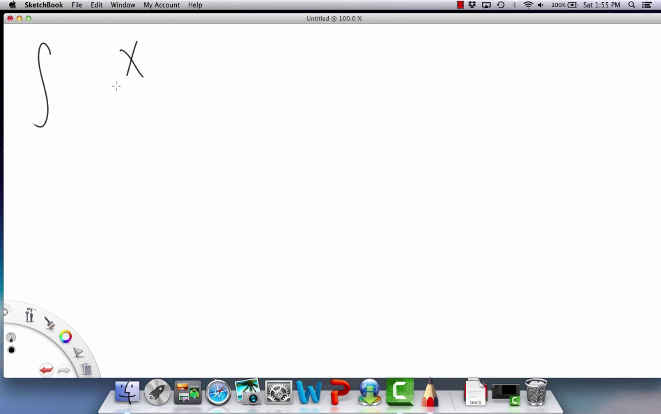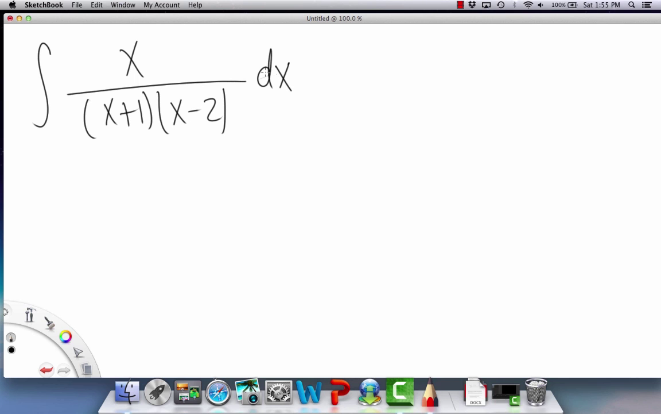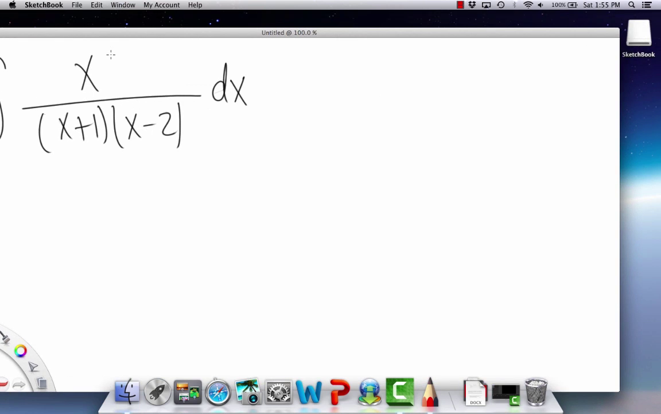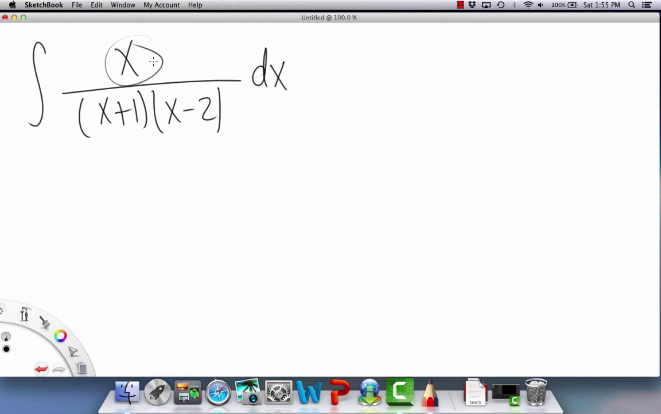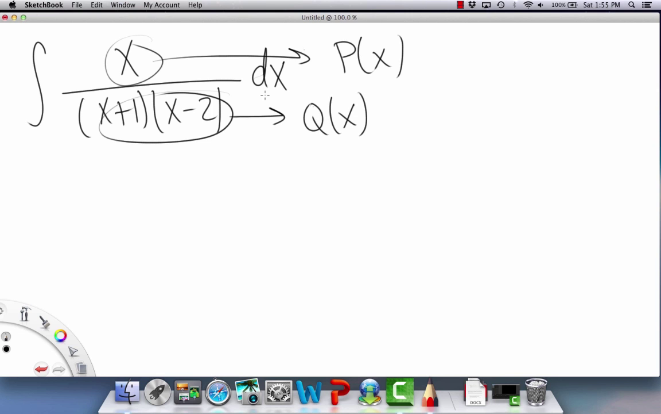So let's say we're given something like x over parentheses x plus 1 times x minus 2, and then our dx. Okay, so as you can see here on the bottom we have 2 sets of parentheses with something in them multiplied together. On the top here, that's kind of like our p of x, right? And the bottom, composed of parenthesis stuff, is our q of x.